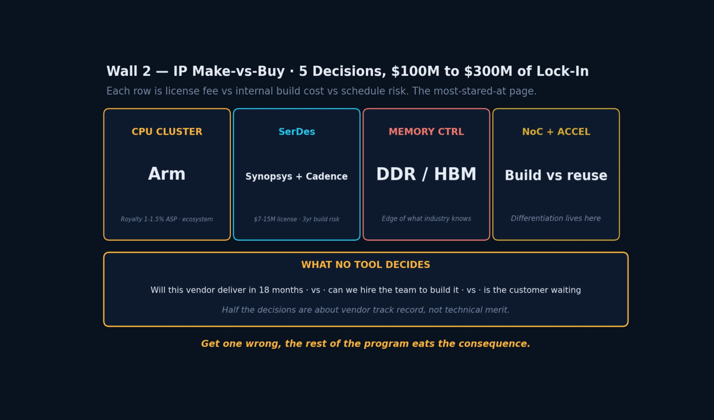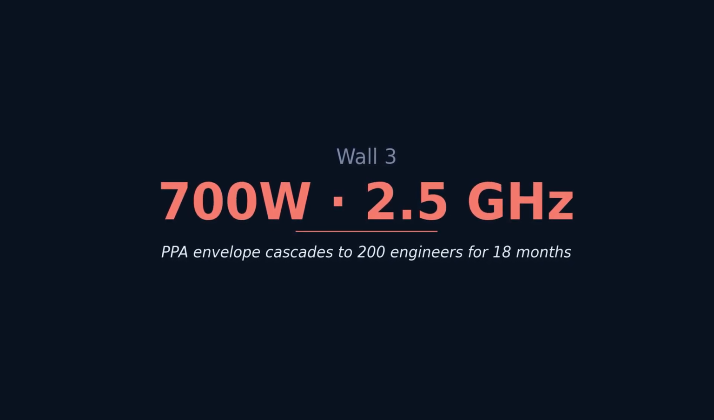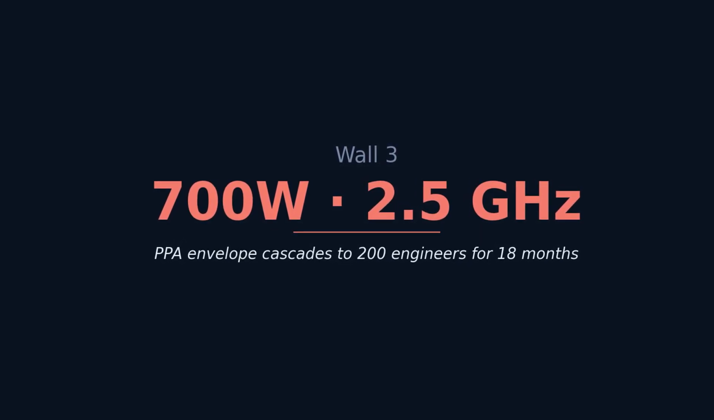Wall 3, the PPA budget. The architect writes one number at the top of the chip specification document: maximum power, 700 watts.